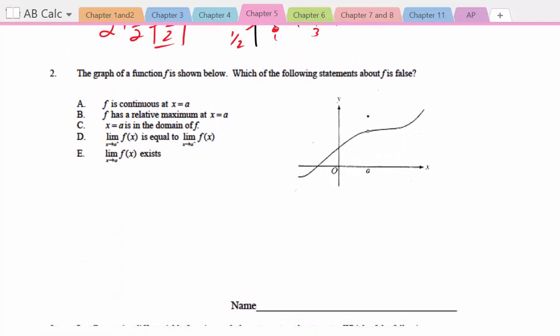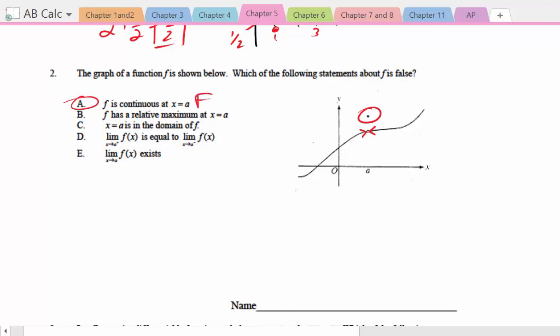Number 2. The graph of the function f is shown below. Which of the following statements about f is false? Well, the one that is false is A. F is not continuous. I have to pick up my pencil in this location. The only way I know it's continuous is if I don't have to pick up my pencil. The values from the left and the right approach the point that is currently there. Unfortunately, they approach this hole from the left and from the right, but the actual point is higher. So that's why it's not continuous. That's why automatically this is false.